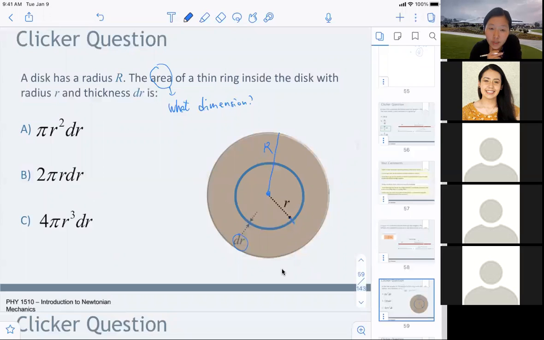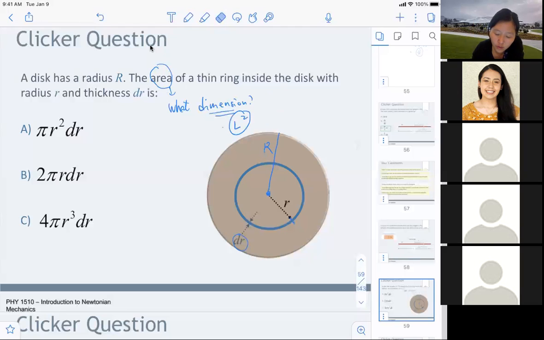Okay, now I noticed quite a lot voted for A. Pi r squared looks familiar, right? So that makes sense why you want to vote for that one. So we talked about what dimension the area has to be. So area has to have what dimension? What do you think? A length dimension? Length squared? Length cubed? Length squared, very good. Has to be length squared.